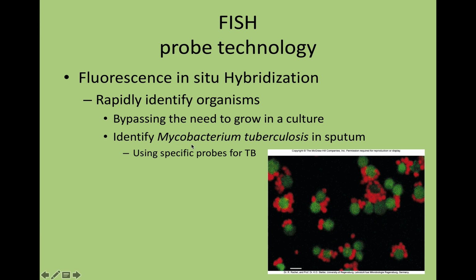So this would be important for organisms like Mycobacterium tuberculosis. We can take a sputum sample, mix the sample with specific probes for tuberculosis, and if we have amplification using fluorescence microscopy, we can assume that that patient has tuberculosis. If you remember, Mycobacterium tuberculosis has a very slow generation time of 24 hours or so. So we can bypass the actual need to grow the organism and use the staining technique and the probe technology, and where you see this red amplification, that would indicate that this patient has tuberculosis.